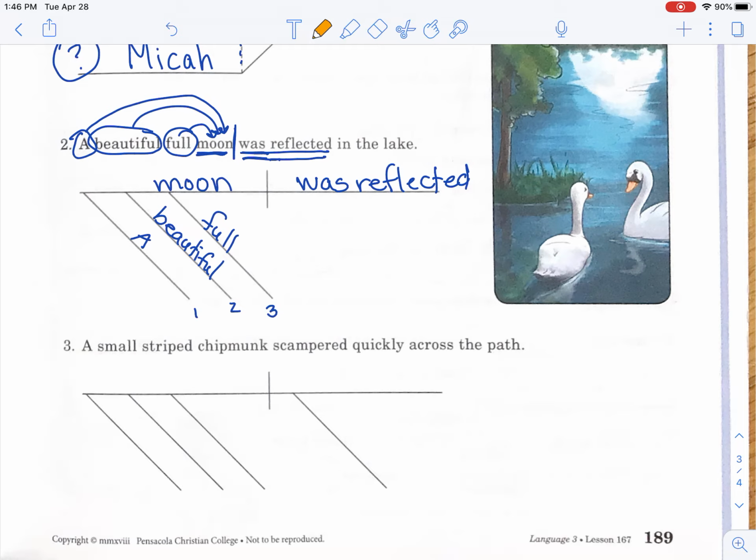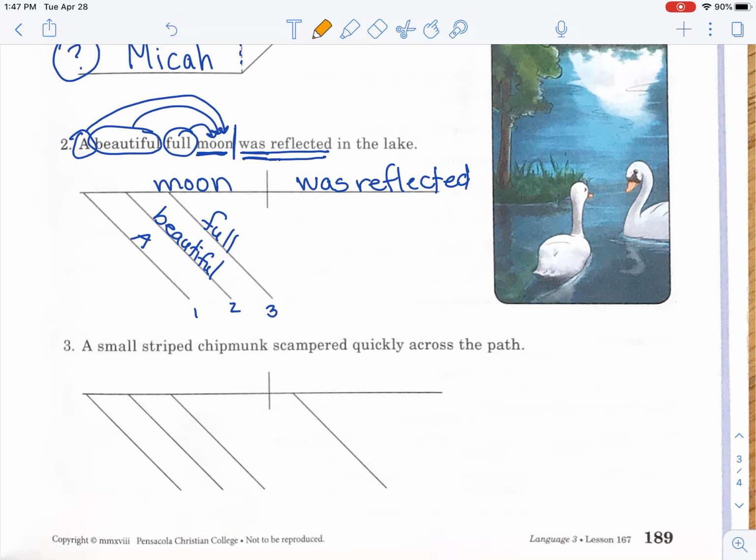A striped chipmunk. Look at all these lines, boys and girls. They're going to help us not forget anything. A small striped chipmunk scampered quickly across the path. Whew, there's a lot in there. So let's break it down the very beginning. Where's the who and the doing? Where's the subject and the verb?